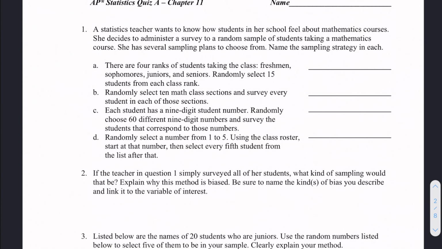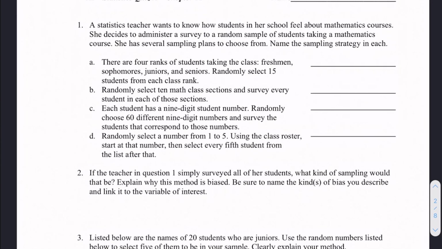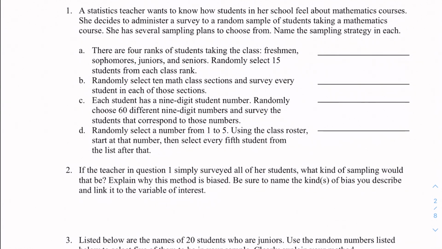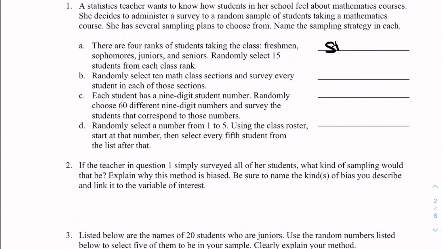Next up, looking at samples and sampling techniques. A statistics teacher wants to know how students in her school feel about mathematics courses. She decides to administer a survey to a random sample of students taking a mathematics course. She has several sampling plans to choose from. Name the sampling strategy. There are 4 ranks of students taking the class: freshman, sophomore, junior, and senior. Randomly select 15 students. We should all recognize that that is stratified because we are going from layers. Her next strategy is to randomly select 10 math class sections and survey each student in each of those sections. So that is our cluster design.